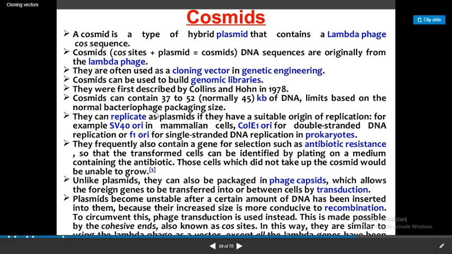What is the size of a cosmid? 37 to 52 kilo base pairs of DNA. It produces big strands of DNA. It contains an origin of replication. Every cloning vector has an origin of replication, right? Examples are SV40 ORI, that is for mammalian cells, and what about another one, called E. coli ORI. ORI means origin of replication.